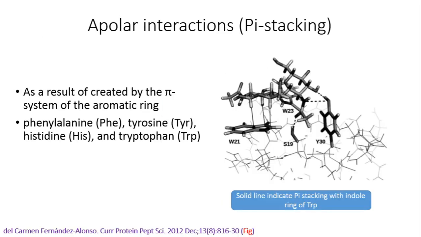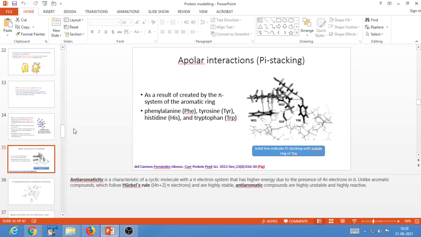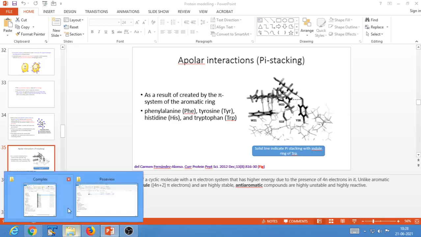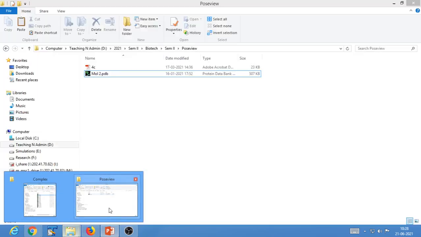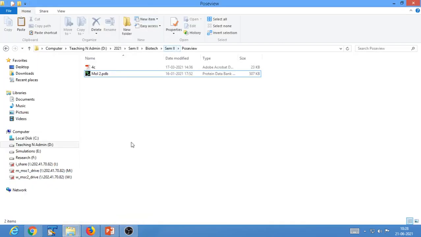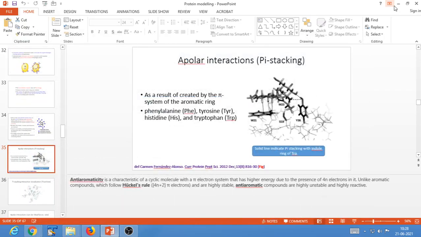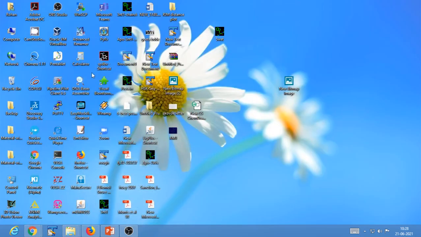Let us start by demonstrating when you would suspect that there is a pi stacking interaction. I have a system ready.